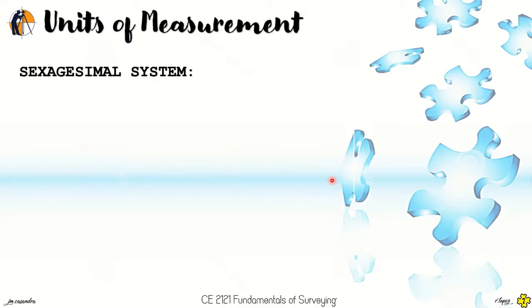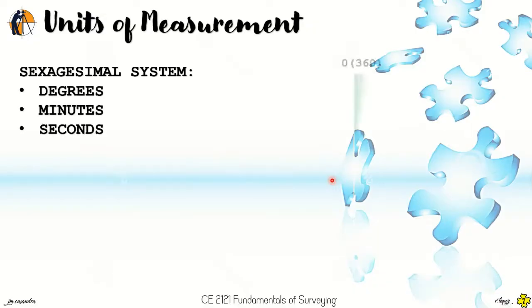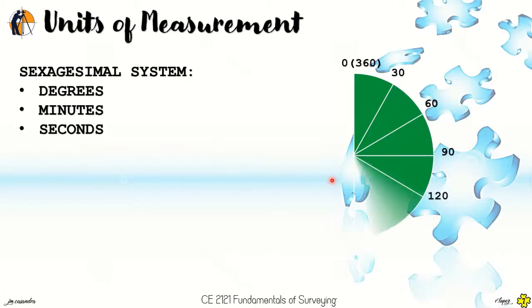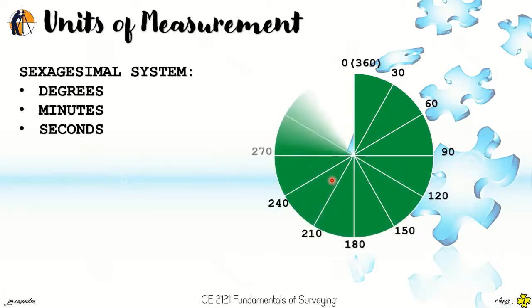We have units of measurement for angles. As a review, we have the sexagesimal system, which is measured in degrees, minutes, and seconds. For the north, we have either 0 or 360 degrees. East is at 90 degrees, south is at 180 degrees, and west is at 270 degrees.